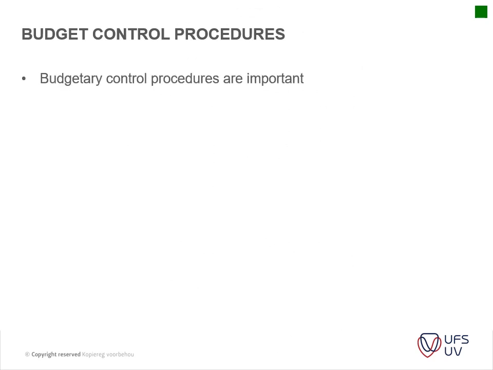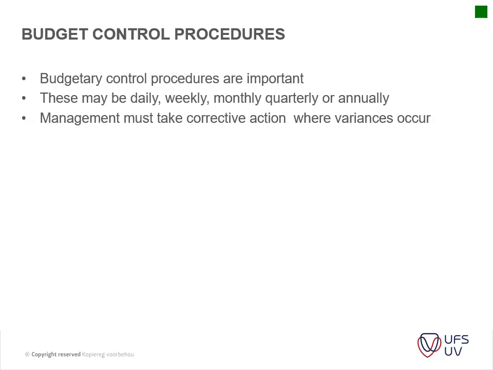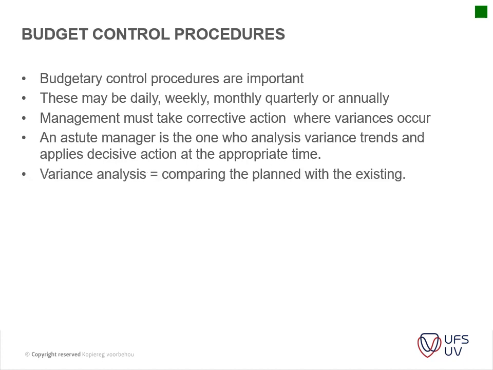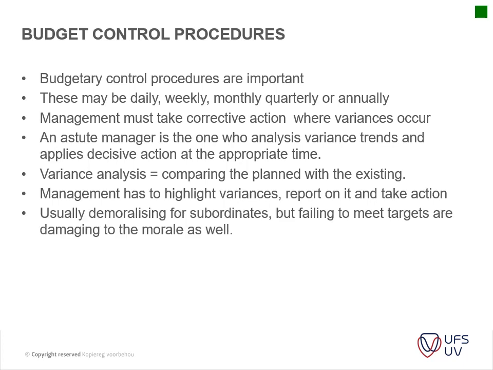Then your budget control procedures. Your budget control procedures are important. These may be daily, weekly, monthly, quarterly. That's like we discussed. Management must take corrective actions where variances occur. An astute manager is the one who analyzes variances, trends, and applies decisive action at the appropriate time. Variance analysis is comparing the planned with the existing. Management has to highlight variances, report on it, and take action accordingly.